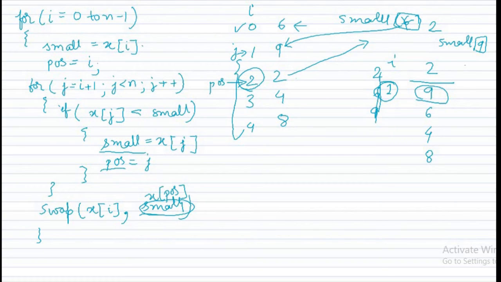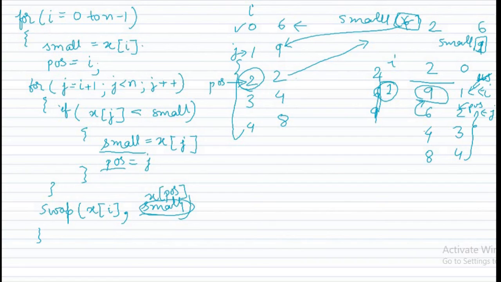Okay, and this is the indexing 0, 1, 2, 3 and 4. So i is here and j will start from 2 this time and it will go till 4. Okay, and now the position will also point here initially. Okay, now we'll compare each and every element. 6 will be compared with 9. Is 6 less than 9? Yes, so the value of small will be changed and it is now 6, and the position is also changed. Position will point to 2.